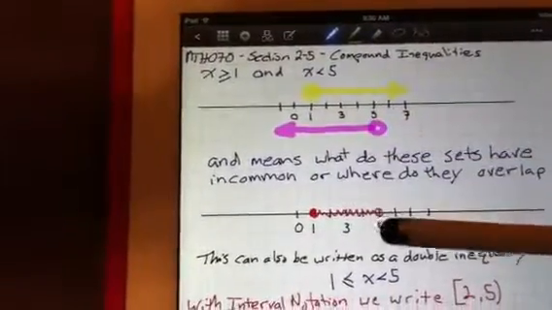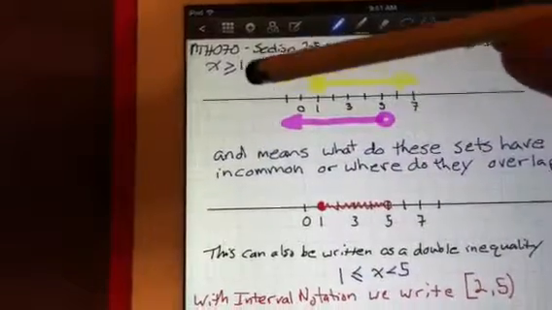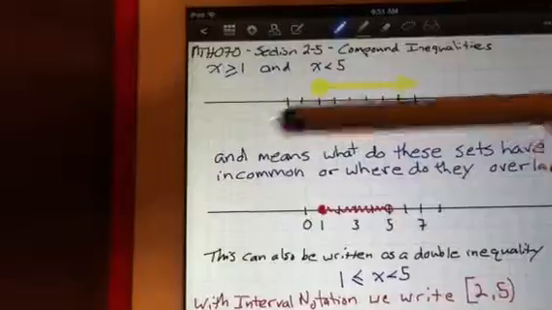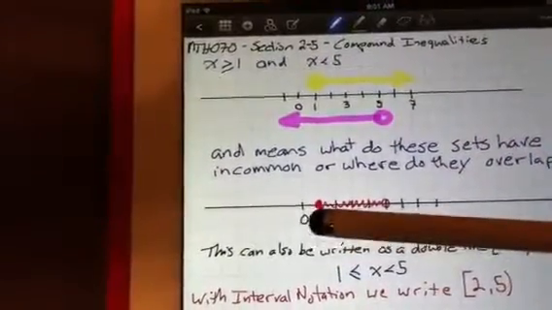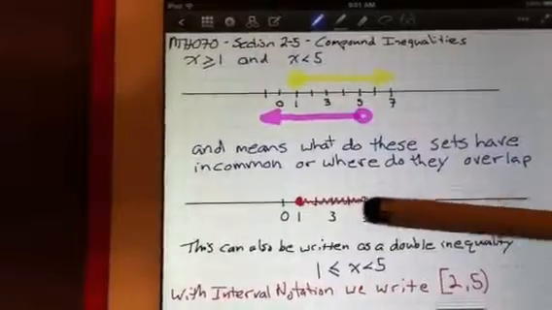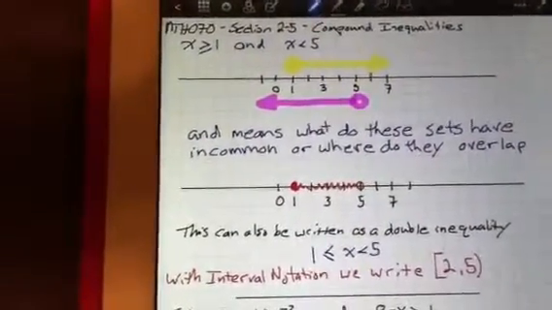So when I put that together here, they both agree on 1 because of the or equal to there, and 1 is definitely less than 5, so that gets a shaded circle. But they don't agree on 5, so that gets an open circle. Otherwise they overlap at everything in between.